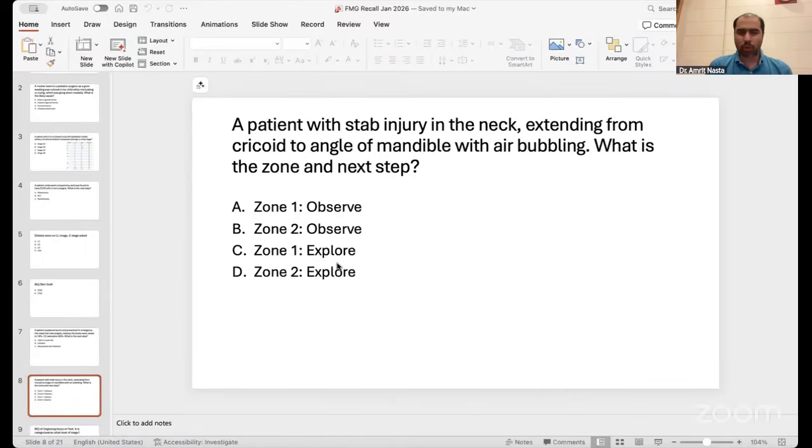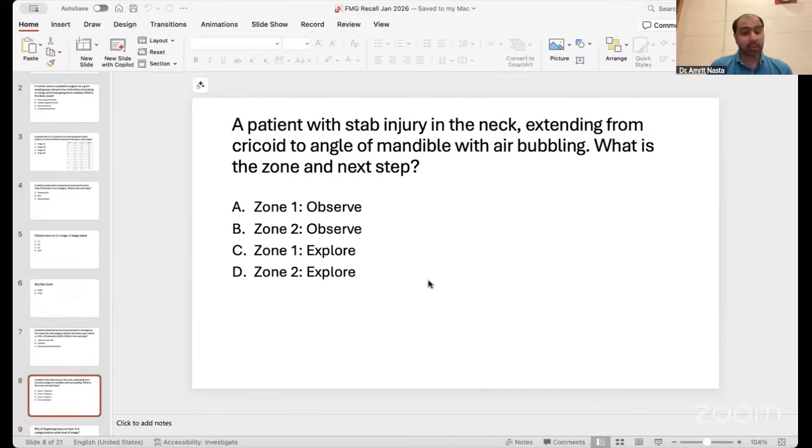This was normal. We have covered this in our chest trauma. So person has a stab in the neck and they had given the zone, and with common sense, you would have answered this question that there is air bubbling, means it's a tracheal injury. So what will you do in tracheal injury and what is the zone of the injury? This is zone 2. Zone 2 is the most common zone. And if there is tracheal injury, you are going to explore. So answer here will be zone 2 and exploration.